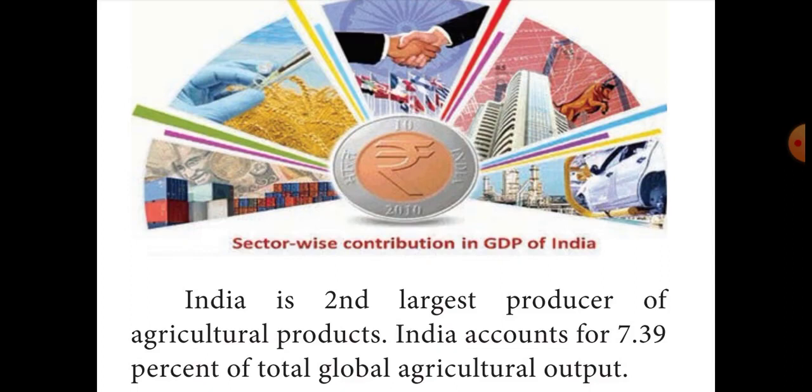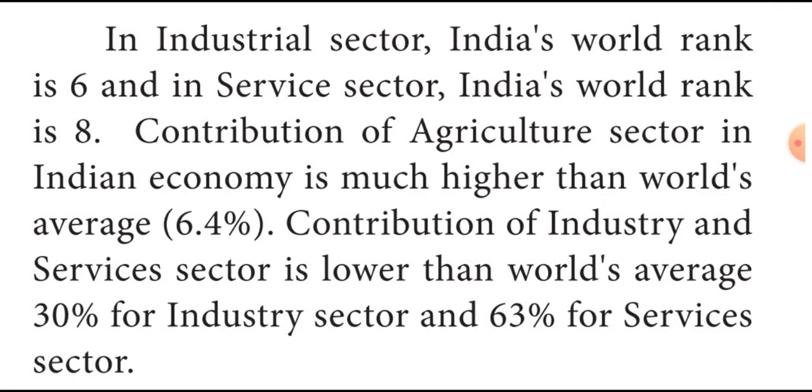In the industrial sector, India's world rank is sixth. That is, India is the sixth largest producer in the industrial area. And in the service sector, India ranks eighth. So agriculture: second rank. Industry: sixth rank. Service: eighth rank.